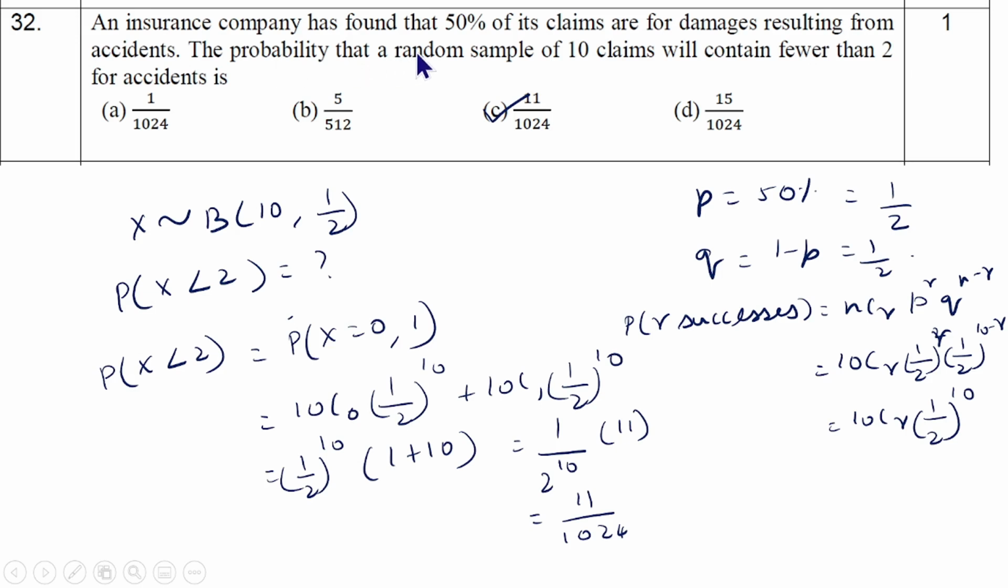So here it is given insurance company has found 50% of its claims are for damages resulting from accidents. We need to find probability of x less than 2 in a random sample of 10 claims. So it means x follows binomial with n equal to 10 and p equal to half. So we need to find probability of x less than 2, which is probability of x equal to 0 plus probability of x equal to 1. So using the formula nCr p raised to r q raised to n minus r, we get probability of x less than 2 as 11 by 1024. So the correct option is option C.